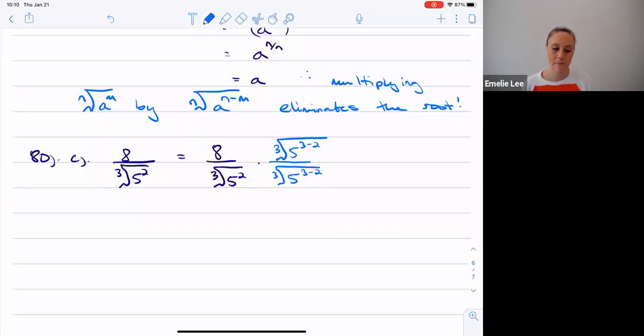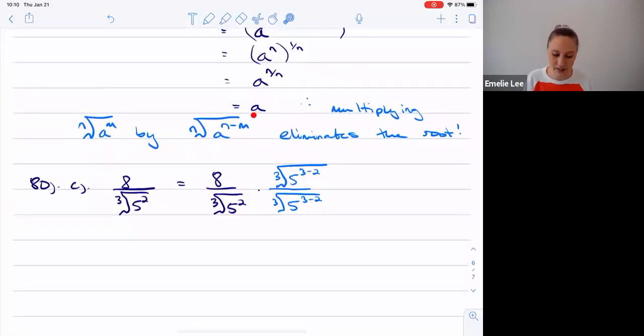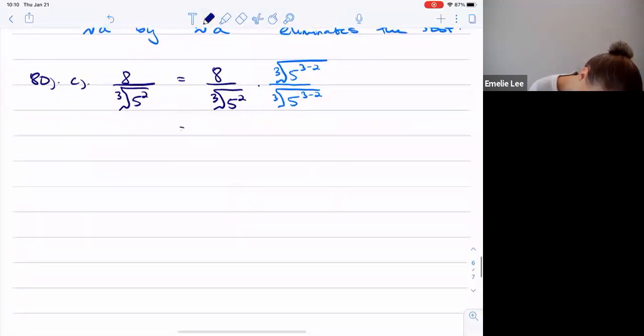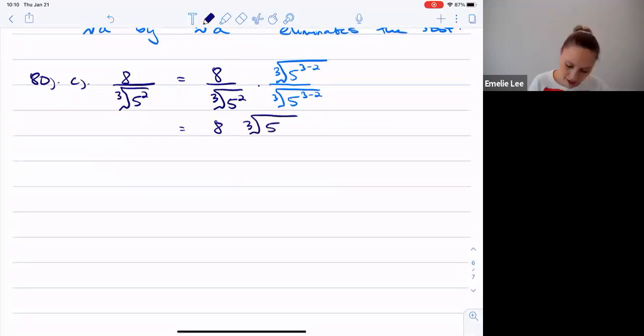Okay. In the numerator, I'm just going to simplify the power, right? 5 to the 3 minus 2 is 5 to the 1, so I'm just going to have the third root of 5. Down here, we already saw that it's actually just going to simplify to a, which in this case is 5, right? But let's go through and use the exponent laws to really prove it to ourselves. So in the numerator, I've got 8 times the third root of 5.